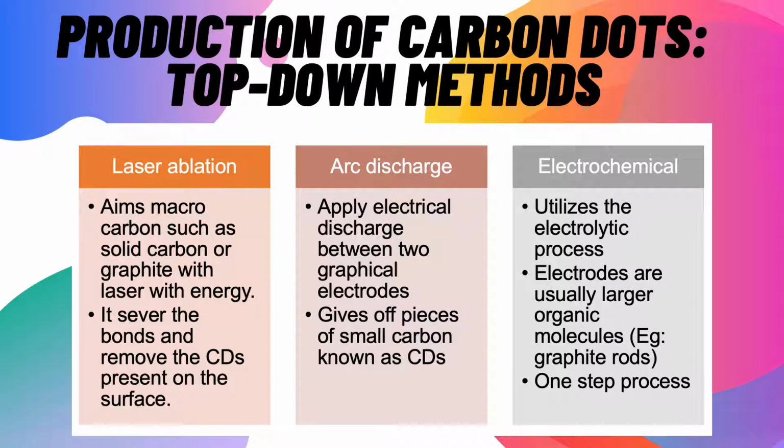And also arc discharge, it applies electrical charges between two graphite electrodes and then it gives off pieces of small carbon known as the carbon dots. And then we have electrochemical, utilizes the electrolytic processes. Electrodes are usually larger carbon materials such as the graphite rods. It's a one-step process. In comparison to bottom-up approaches, top-down method requires a lot of energy and sometimes chemicals. So therefore, bottom-up approaches seem to be more preferable by most researchers. So now we'll go to bottom-up approaches that have been used so far.